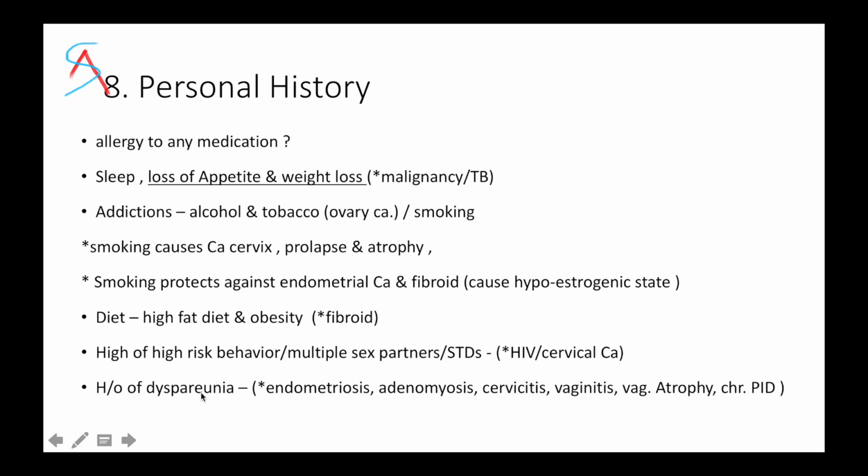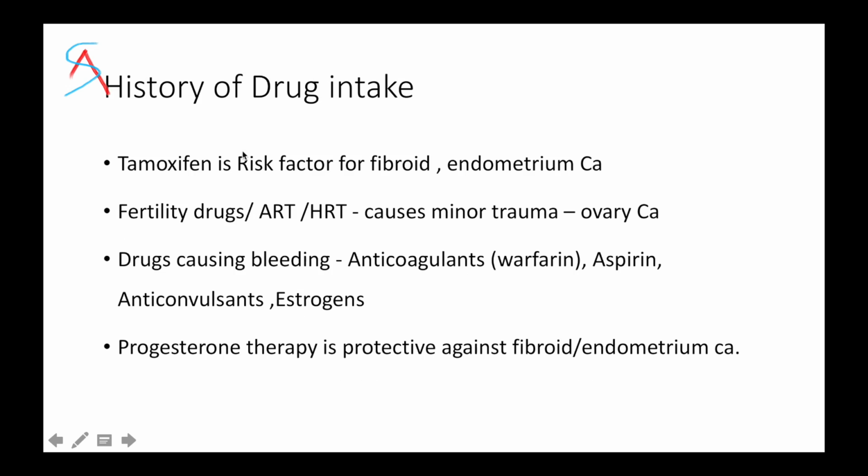cervical carcinoma. History of dyspareunia, meaning painful coitus, because of endometriosis, adenomyosis, cervicitis, vaginitis. There are a lot of causes. History of drug intake is important because tamoxifen is a risk factor for fibroid and endometrial carcinoma. Fertility drugs or artificial reproductive techniques can cause minor trauma to the ovary, which can result in ovarian carcinoma. There could be bleeding because of drugs, like if the patient is on warfarin, aspirin or anticonvulsants or estrogens. Progesterones are considered to be protective against fibroid and endometrial carcinoma.